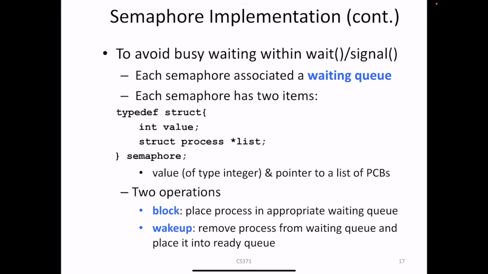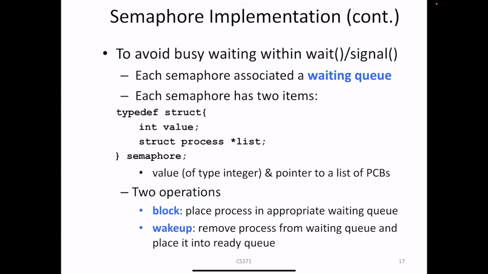To associate with this waiting queue, we have two operations. One is block, which places the process in the appropriate waiting queue, waiting for the semaphore. Another operation is wake up. What wake up does is remove the process from the waiting queue and place it into the ready queue. As long as the CPU is available, if the process has been chosen by the scheduler, the process will be placed on the CPU and get executed.